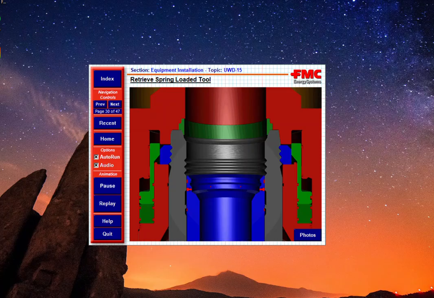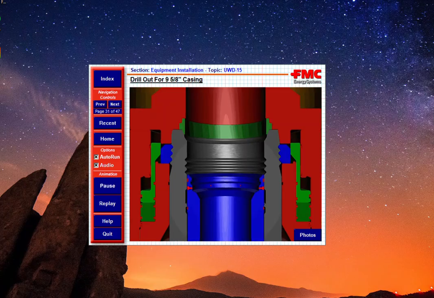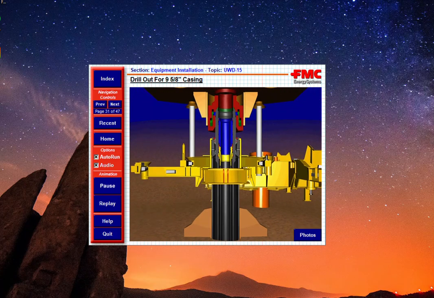This will require approximately 12,000 to 18,000 pounds of overpull, depending on the number of shear pins installed when running the bore protector. With the wear bushing in place, a hole is drilled for the next string of casing. In this case, 9 5/8 inch casing is used. Additional casing sizes may be run.